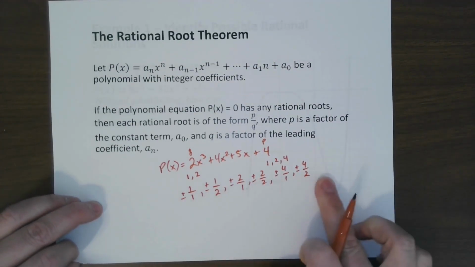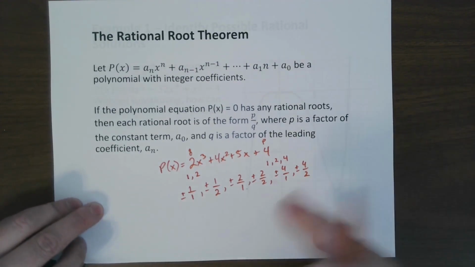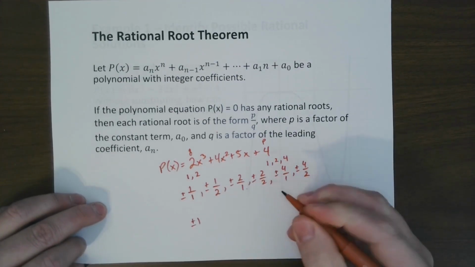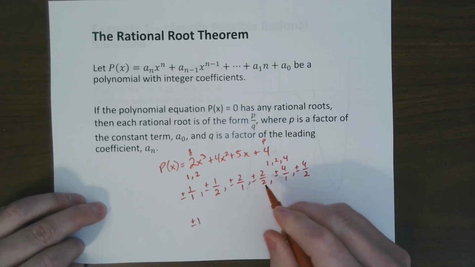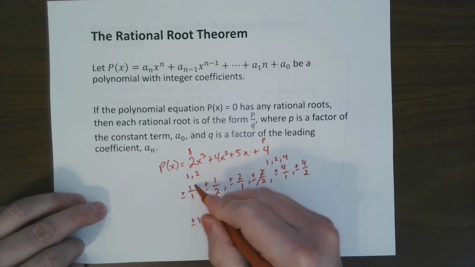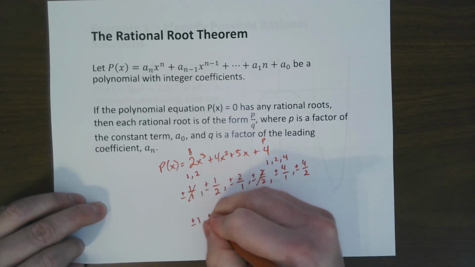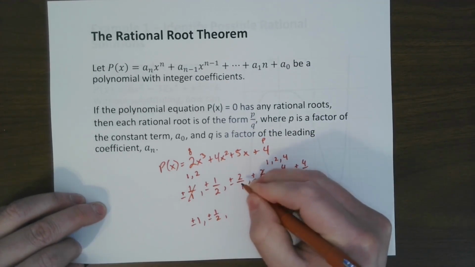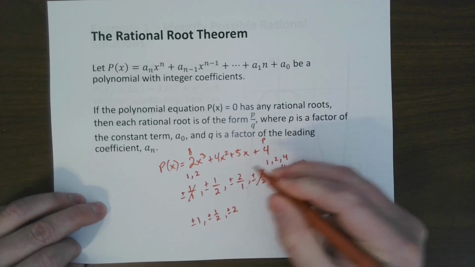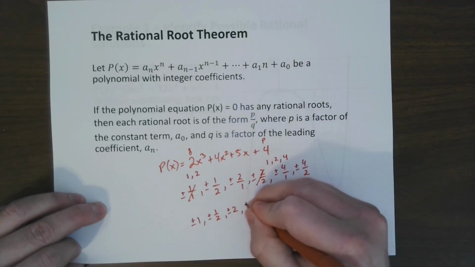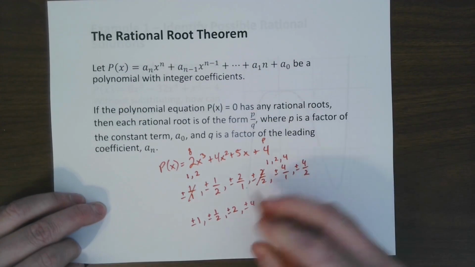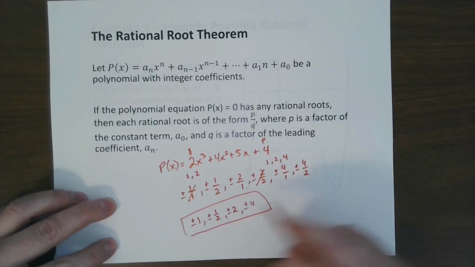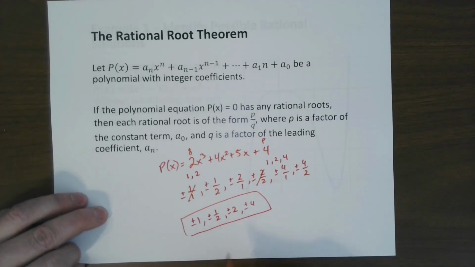Now this is all of the possibilities put together, but it can be simplified. We know 1 over 1 is just 1. We also know that positive 2 over 2 is also 1, so we don't have to worry about that one. We have plus or minus 1 half, excuse me. Plus or minus 2 over 1 is just 2. And we know plus or minus 4 over 1 is 4. And plus or minus 4 over 2 is just 2, so we have repetition, so we're done. In other words, if they ever repeat, just write one of them, and you can just check these.